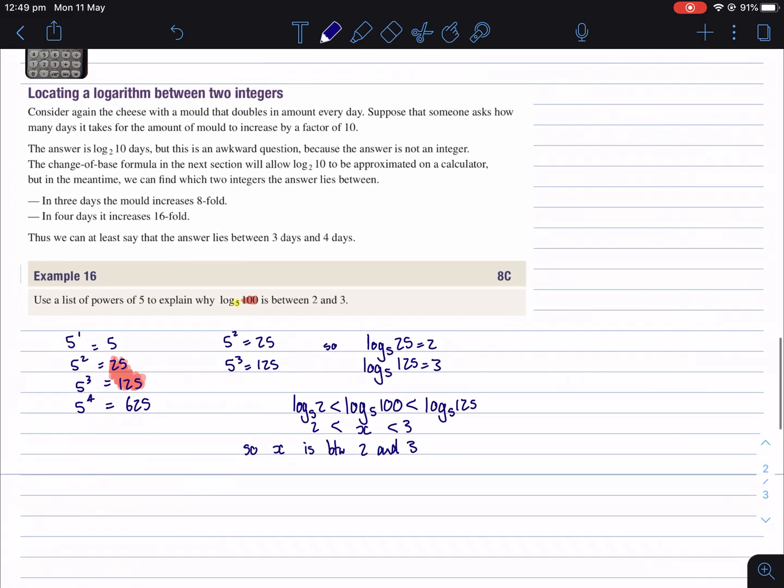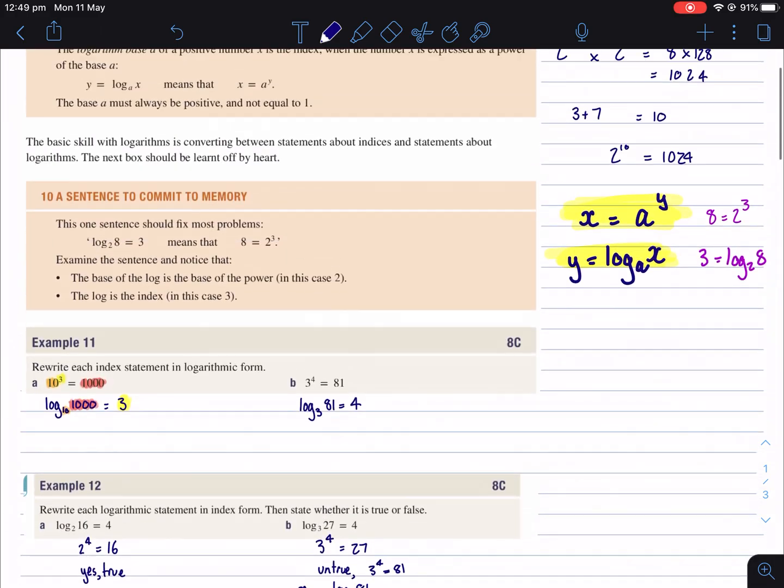So that's kind of the types of questions you're going to get in this exercise. Obviously, I'm going to be recording my solutions to the questions.